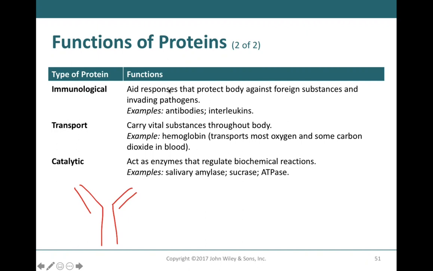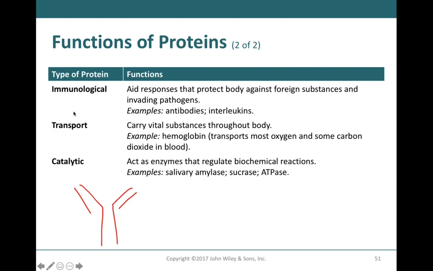Now, pathogens are any different type of bacteria or a virus or protozoan or anything of the sort that is going to serve as a dangerous invader to the body. So pathogens are any things that can cause infections, and we don't like these. We don't want to have these, and so antibodies are very good to aid in keeping these at bay.